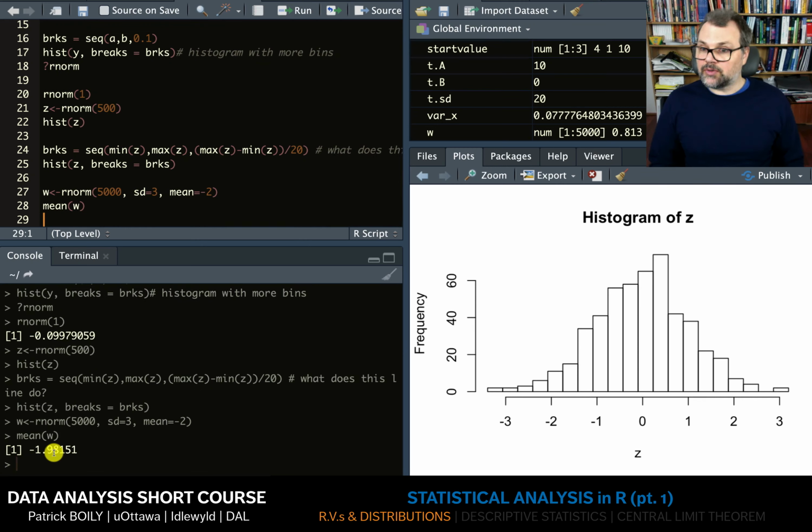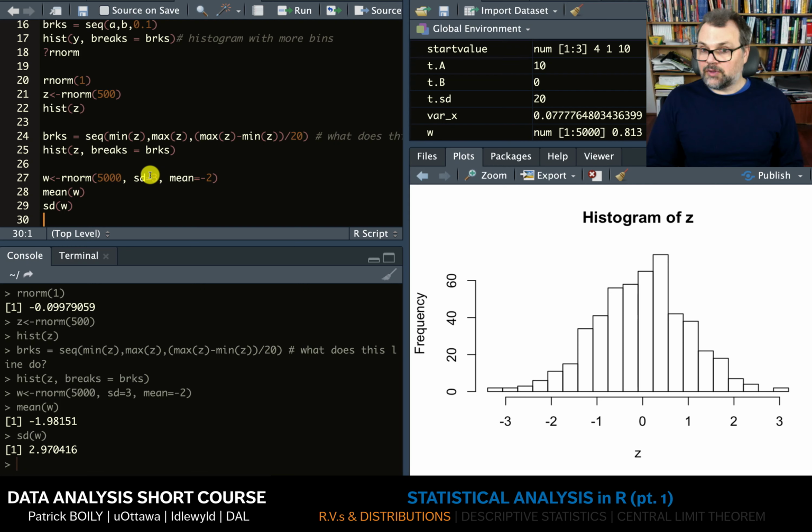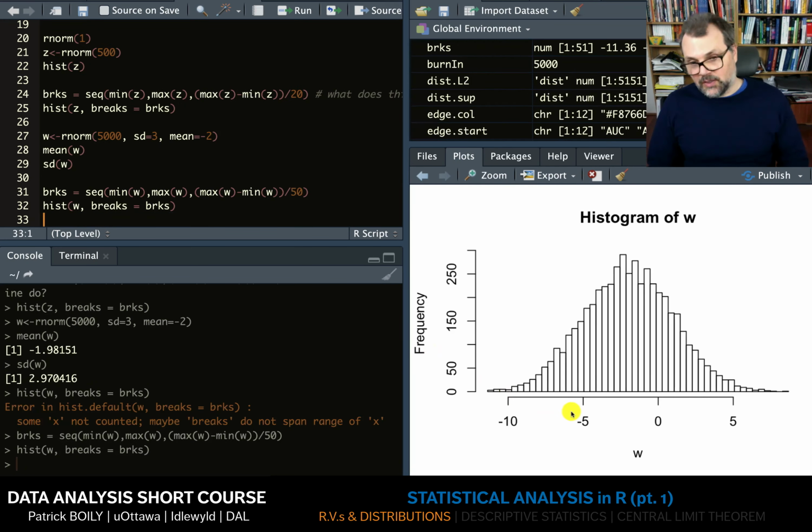That's pretty close. And if I look at the standard deviation of my sample, it should approach the standard deviation of the true population that it came from. 3, yeah, 2.97 is very close to 3. Well, that's pretty good. And we'll make a histogram here with 50 breaks, and we get the histogram. You can see that it does have the kind of shape I would expect from a normal distribution.